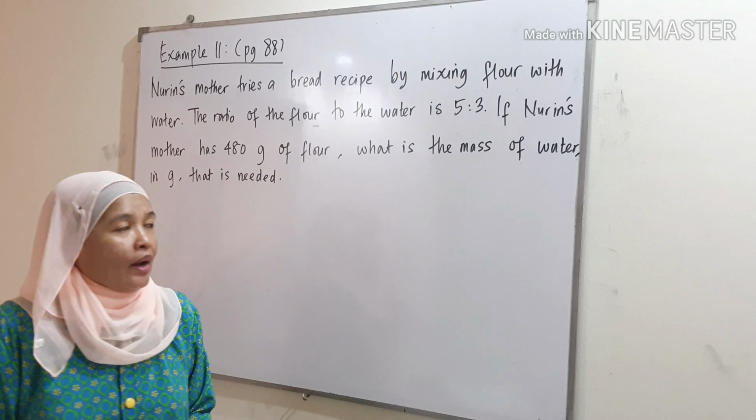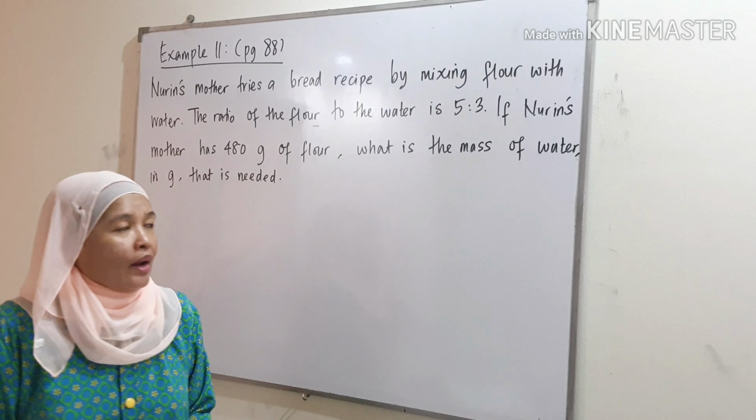So the ratio of flour to water. You write flour here, and this is water, 5 and 3. If Nuri's mother has 480 grams of flour, so she has 480 grams of flour. What is the mass of water in gram that's needed?